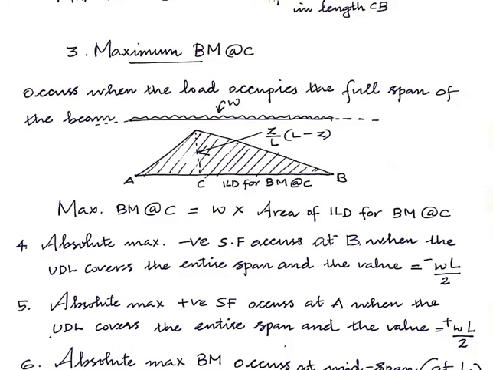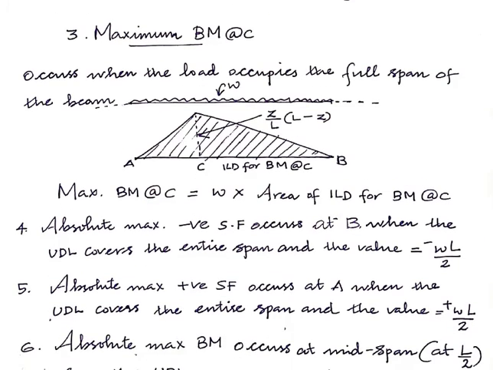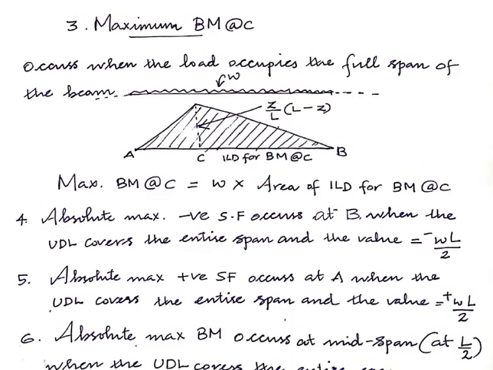Now let's see when the maximum bending moment at C occurs. The maximum bending moment at C occurs when the load occupies the full span of the beam. Simple, the load should fully cover the span of the beam. Wherever the head and tail of the load are, the UDL should fully cover the span AB, and in this case the maximum bending moment at C occurs.